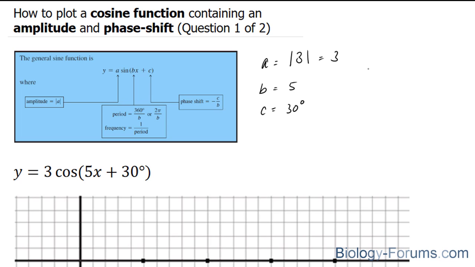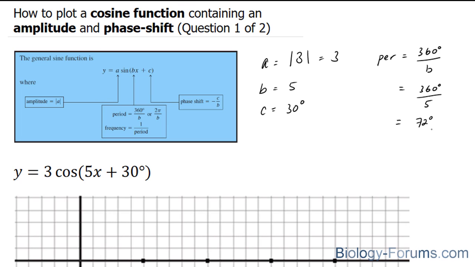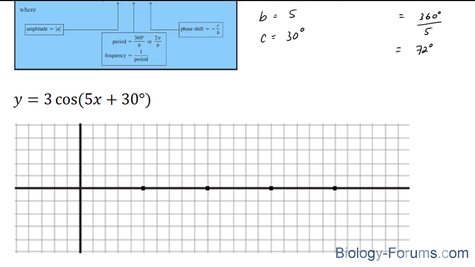So the next thing we'll do is find the period. Period is equal to 360 degrees divided by b. 360 divided by 5 is equal to 72. So one full cycle will be completed within 72 degrees. I'll use this point right here as my period.